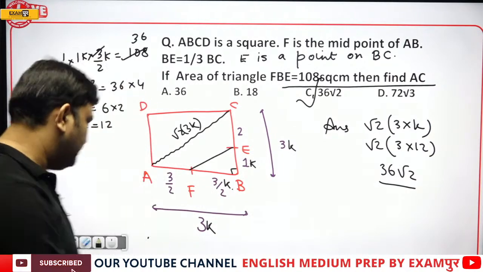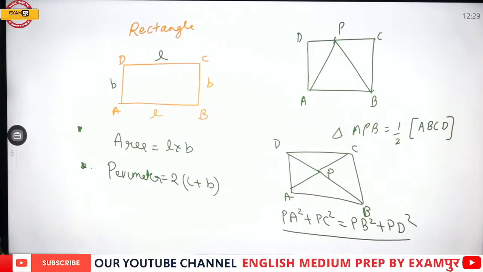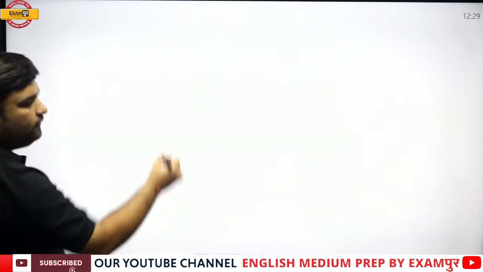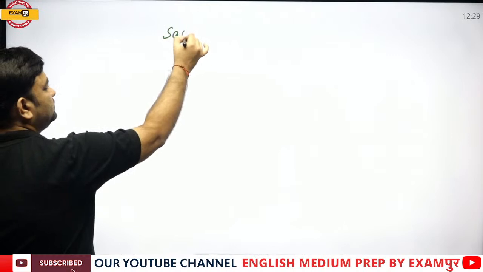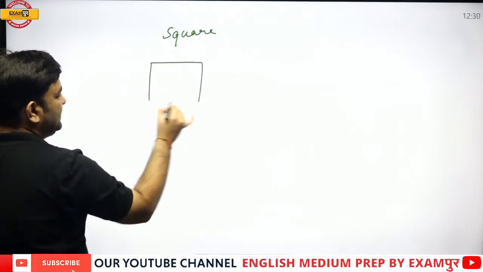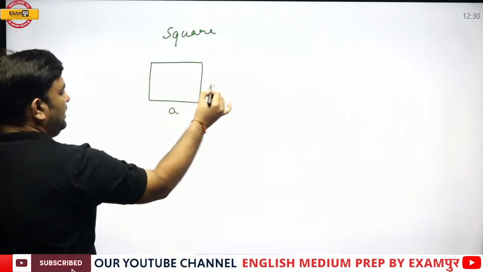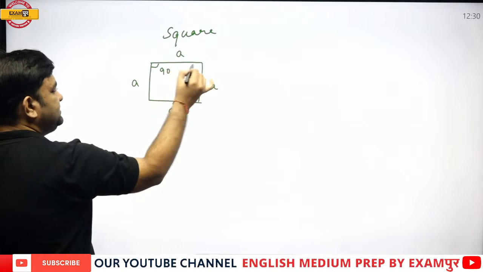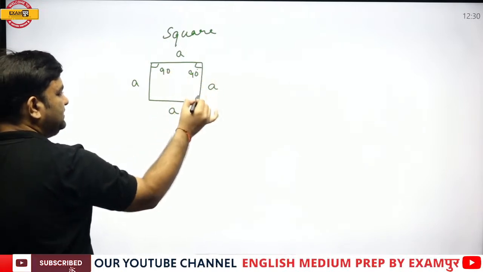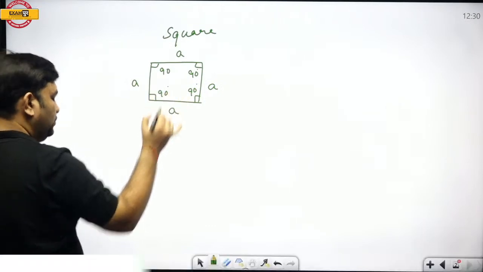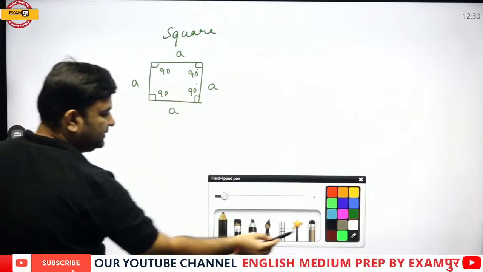Now let's write down the things. For a square, you know each and every side is equal, each and every angle is equal. 90, 90, 90, 90. Cool.